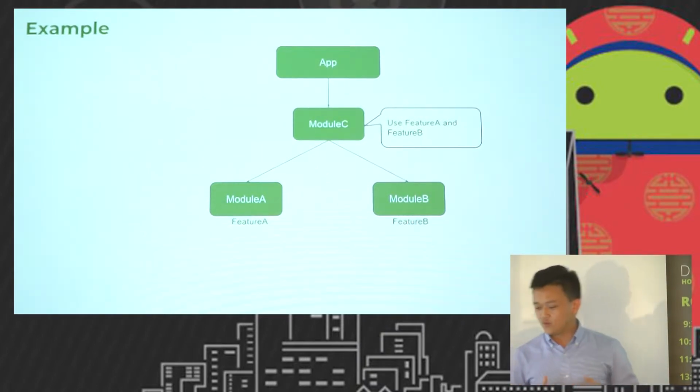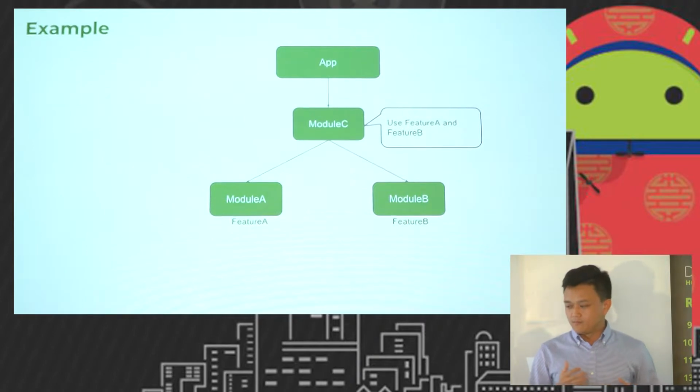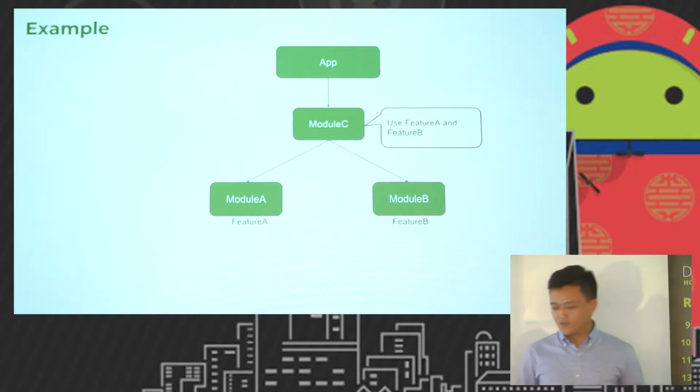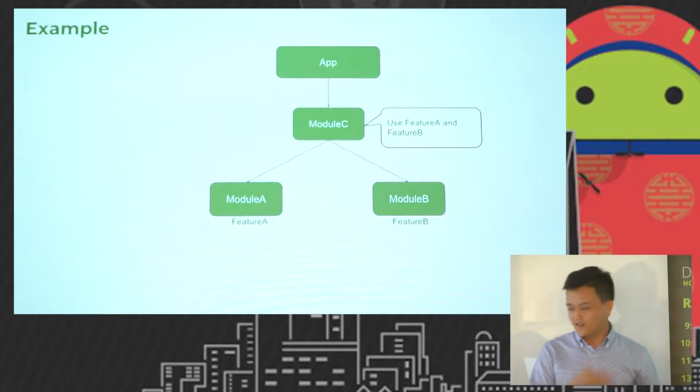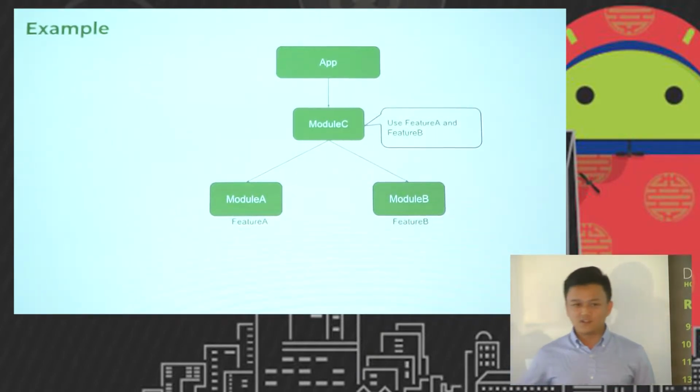Secondly, let's say now you have two teams. One team is working on module A, the other team is working on module C. Maybe some conflict could happen, because someone changing something in module A will directly affect module C. That's the problem. So what is the solution?